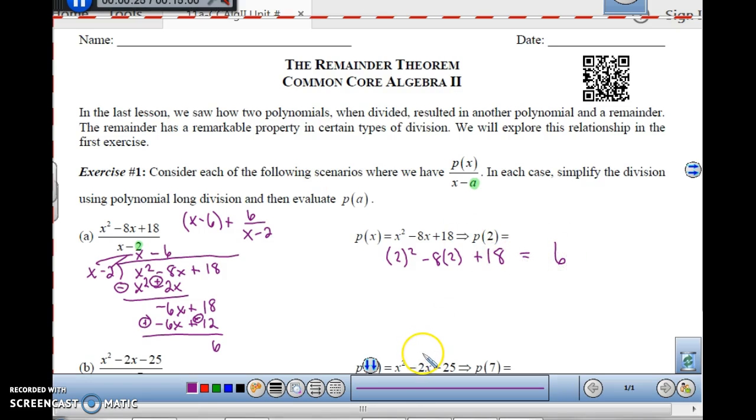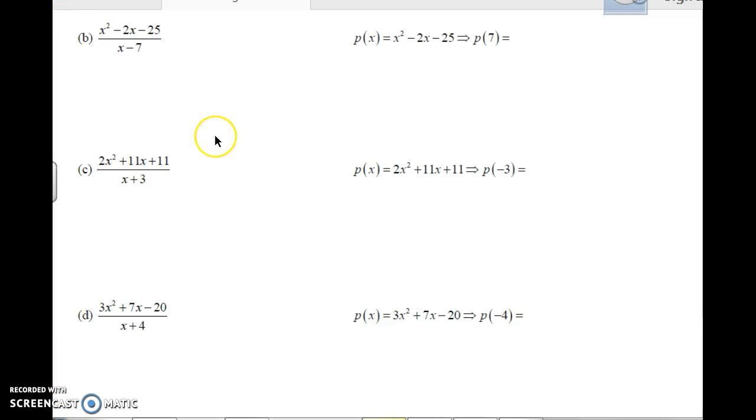Now notice something here. When I plugged in p of 2, which was this value right here, I got 6. Where else do you see 6 in this problem? Oh, look at that. The remainder is 6. Let's see if that happens again. Let's try the next one.